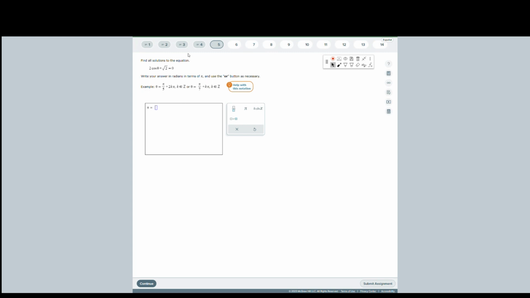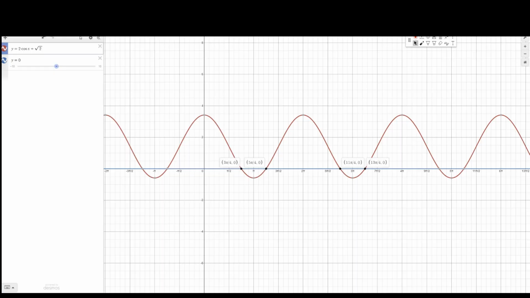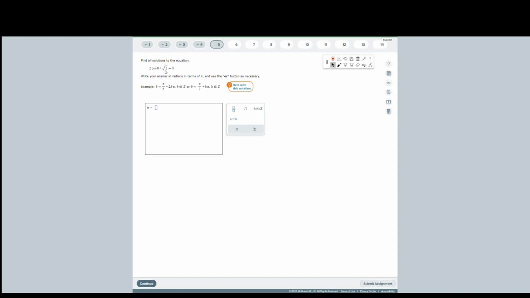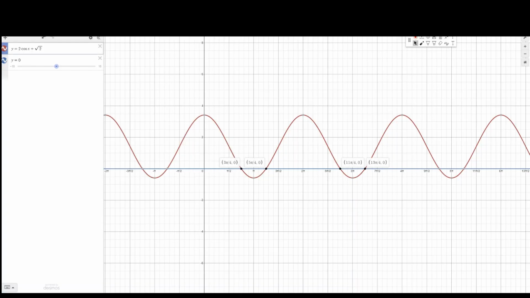Alright, so problem 5 is slightly different. Still using the DESMOS calculator, but this time we're looking for all solutions to the equation, so that's where we use these funny looking symbols. The way we do that is 2 times cosine of x plus square root of 2, and then y equals 0, which mirrors what we have here. And so what we have is 3 pi over 4, 5 pi over 4, 11 pi over 4, and 13 pi over 4.